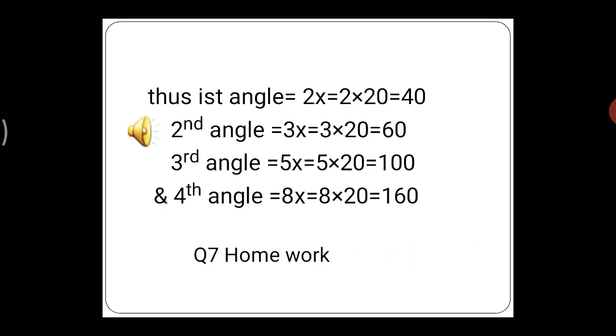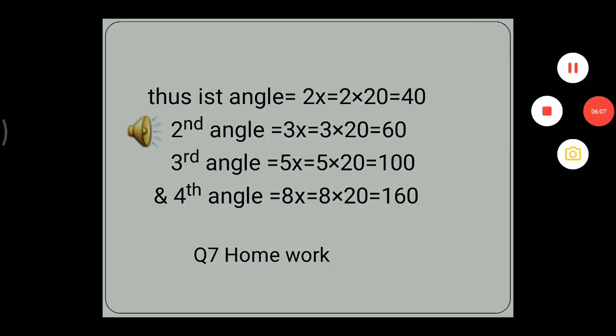Since we have obtained the value of x, that is the value of x is 20 degrees, we can find out all the angles now. So first angle is 2x, that is 2 into 20, that is 40 degrees. Second angle is 3x, that is 3 into 20, that is 60 degrees. Third angle is 5x, that is 5 into 20, that is equal to 100 degrees. And fourth angle is 8x, that is 8 into 20. So our four angles are 40 degrees, 60 degrees, 100 degrees and 160 degrees.